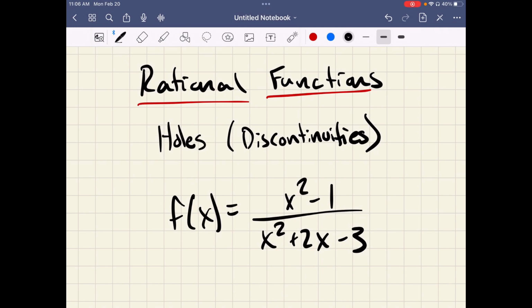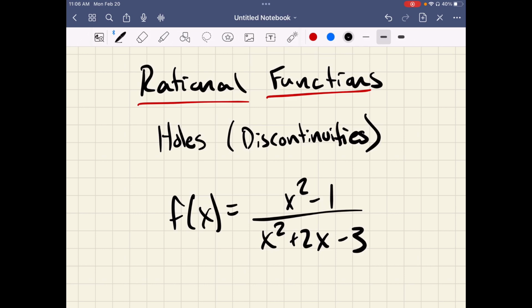In this video, we're going to start talking about rational functions and the different attributes or features of those functions graphically. And then we're going to use all of those attributes and features to sketch a picture of that graph. But first, let's talk about holes and how to find them, also known as discontinuities.